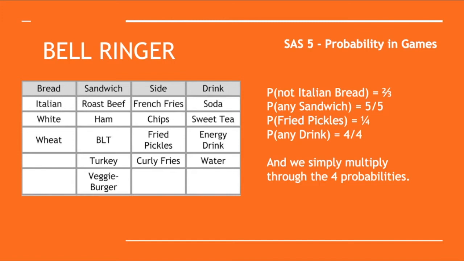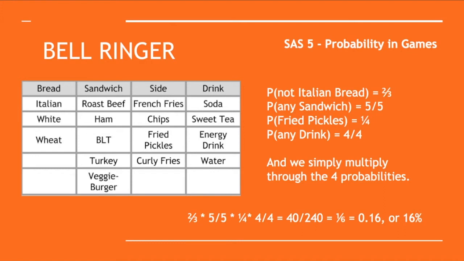Any side, we want fried pickles. There's 4 different possibilities in the side menu item, and you want fried pickles, that's 1 of 4. And finally, the drink, any drink, 4 out of 4. There's 4 opportunities, and we can choose any, so it's 4 out of 4. So we simply multiply through those 4 probabilities. 2/3 times 5 out of 5 times 1/4 times 4 out of 4 equals 40 out of 240, or 1/6, which can be 0.16 or 16%.